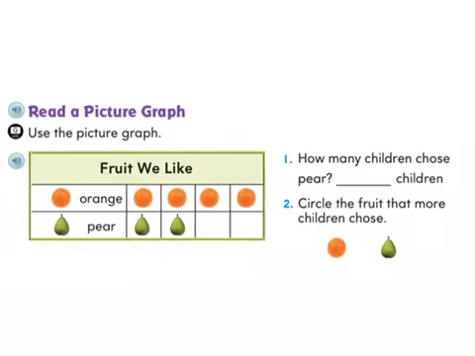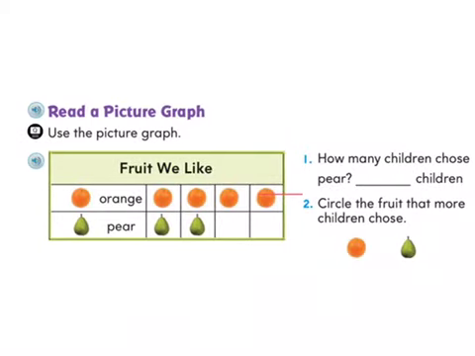So we're going to do a few easy graphs here to kind of show you what we're going to be doing this chapter. So in front of us is a picture graph. A picture graph is a graph that uses pictures. It's pretty easy, huh? So on this graph, it's all about fruit we like. It has 4 oranges for how many people like oranges, and 2 pears for how many people like pears. So 1, 2, 3, 4 people have chosen oranges, and 2 people have chosen pears.